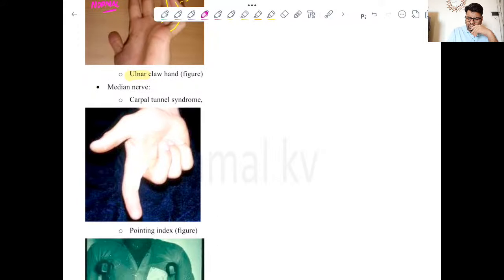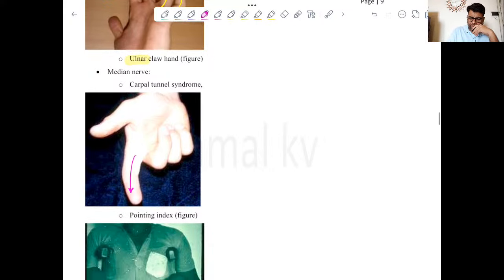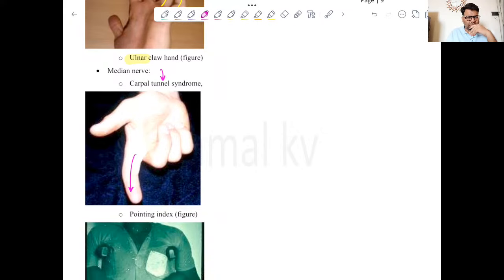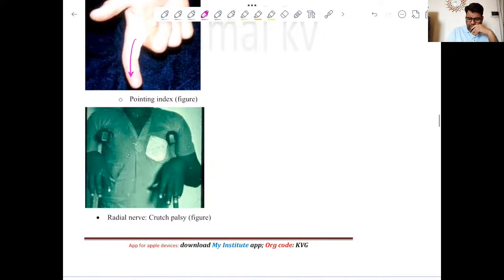Then in cases of median nerve injury, we can see pointing index. Okay, so this is the pointing index. Then median nerve can be compressed in carpal tunnel. The entity is known as carpal tunnel syndrome. Then in cases of the crutch palsy, it is actually the paralysis of radial nerve, and you can see the bilateral wrist drop. Clear? So this is a wrist drop, and especially if a person is using a crutch which is not well padded, it might injure radial nerve. So crutch palsy is radial nerve palsy.